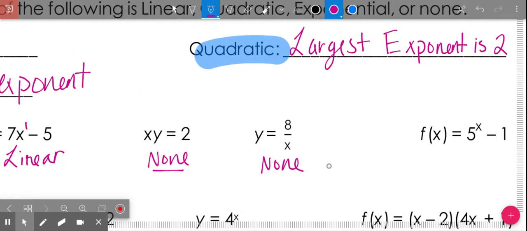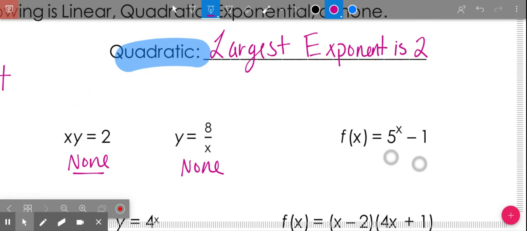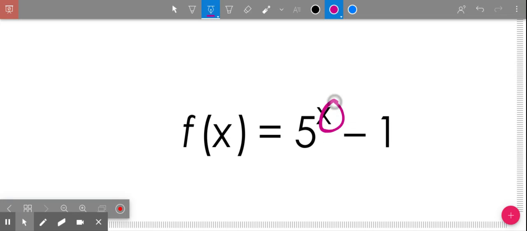All right, looking at the next one. Here we see that our x is an exponent. Since our x is an exponent, we're going to call that exponential.